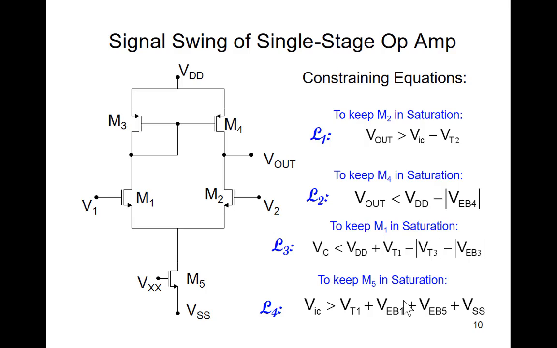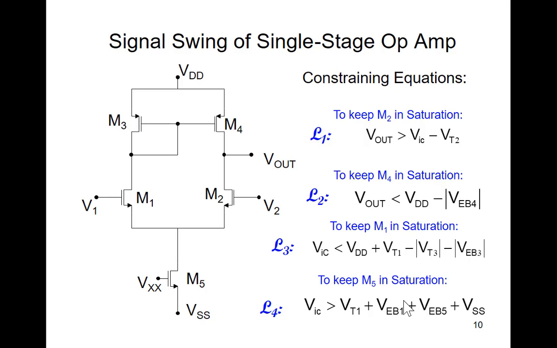So, to keep M1 in saturation, what do we have to do to keep it in saturation? VDS has to be bigger than VGS minus VT. Let's keep M2 in saturation, excuse me. So VDS is Vout minus VSS. It has to be bigger than VGS minus VT, which is V2 minus VSS minus VT. VSS cancel, and we're left with Vout has to be bigger than V in common minus VT.